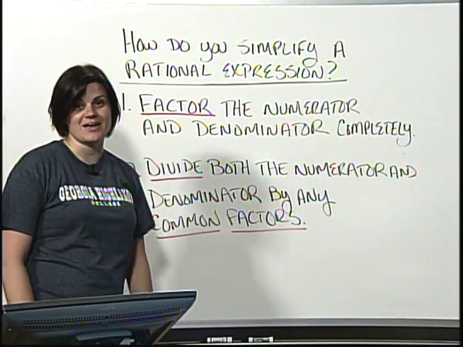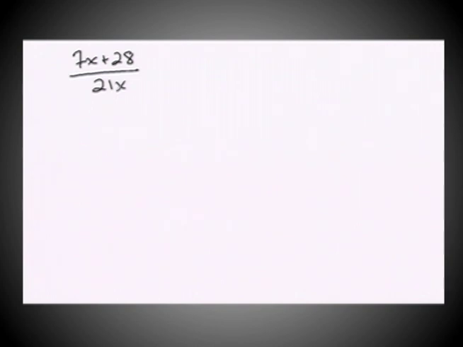Let's take a look at an example. So we have the example here of 7x plus 28 divided by 21x. And before we actually get started in the simplification process, I just want to note that should you want to evaluate this expression by plugging in values for x, we do have an excluded value, which we talked about in another video. So before we get started simplifying, we just want to note any excluded values.